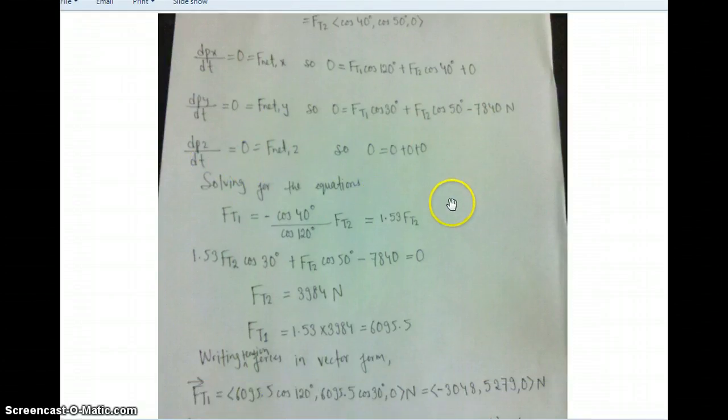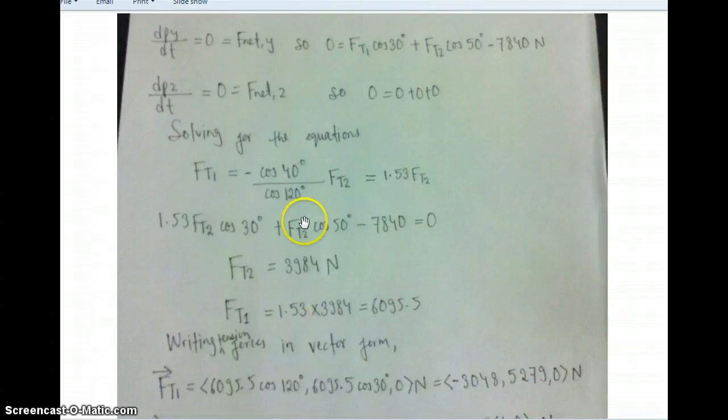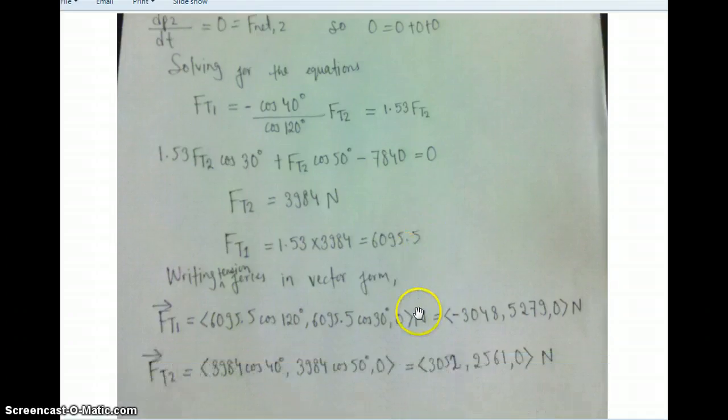Solving the equations, we get Ft1 equals minus cos 40 degree over cos 120 degree times Ft2, from the above equation, which gives 1.53 Ft2. And from the above equations, substituting Ft1 equals 1.53 Ft2, we get Ft2 equals 3984 Newton, and again substituting in Ft1 equals 1.53 Ft2, we get Ft1 equals 6095.5.